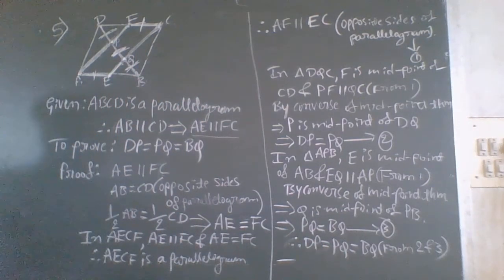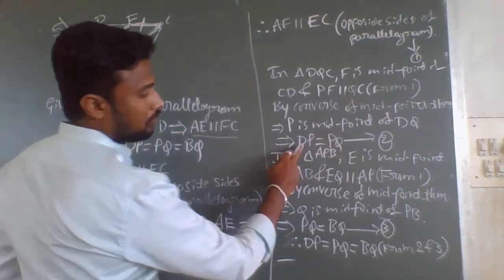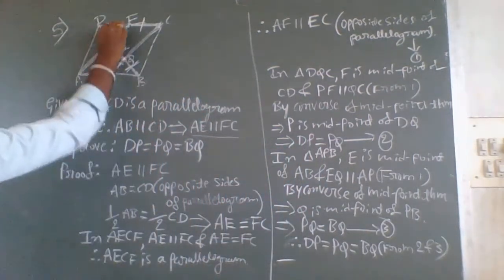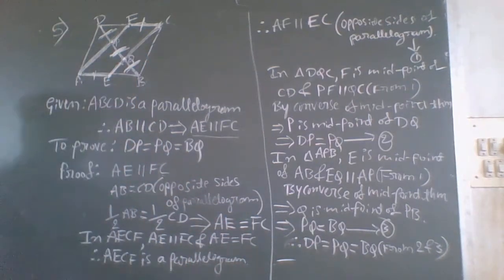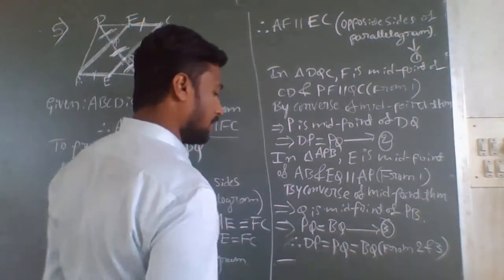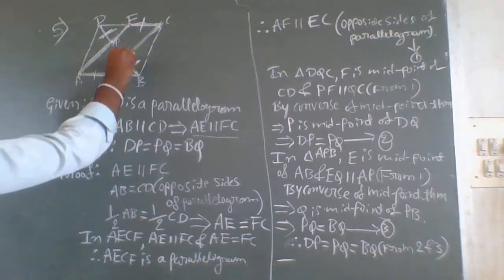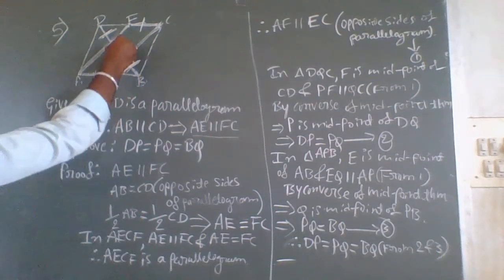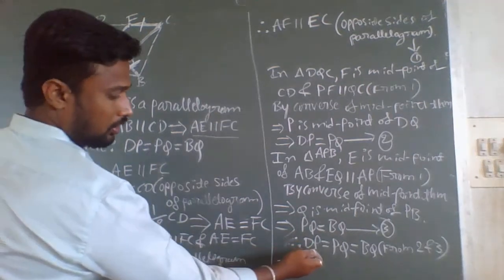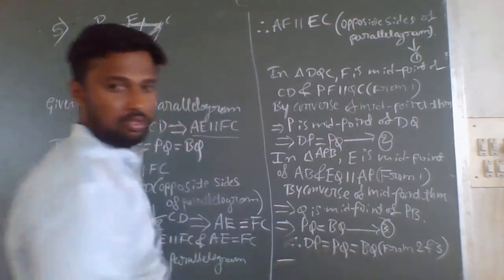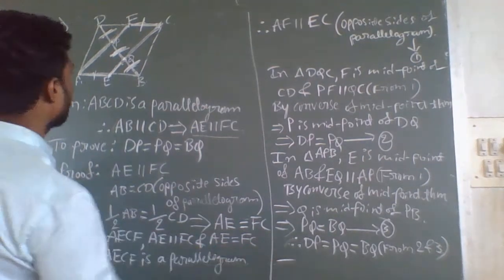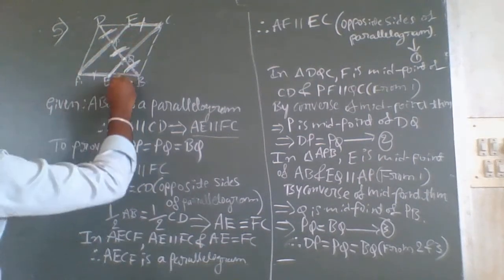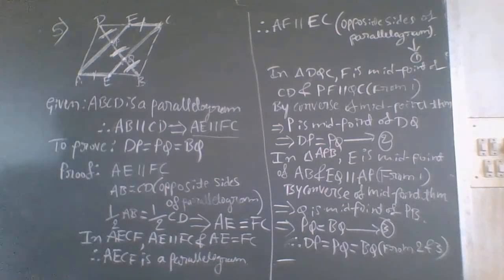So now in the second, we got DP is equal to PQ, and from the third, PQ is equal to BQ. So from second and third, we can write DP is equal to PQ, and this is equal to BQ. So now below this you can write that segments AF and EC trisect diagonal BD.